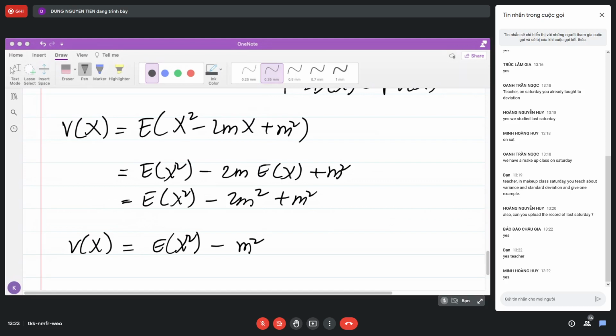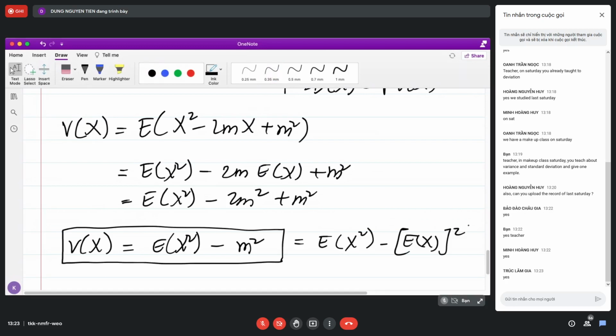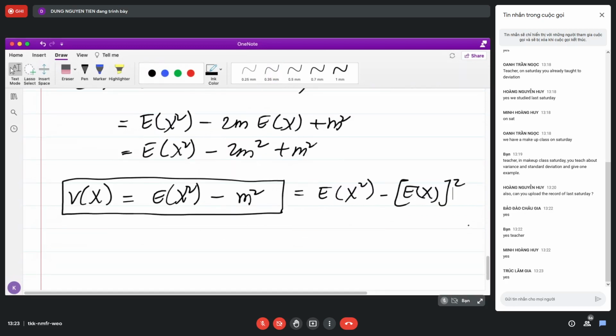Okay. Then you get this formula, right? The variance of x equals the mean of x squared minus the square of the mean of x. Okay. That is the first thing, the variance of x. Now we want to talk about the variance of ax plus b. What do you get?